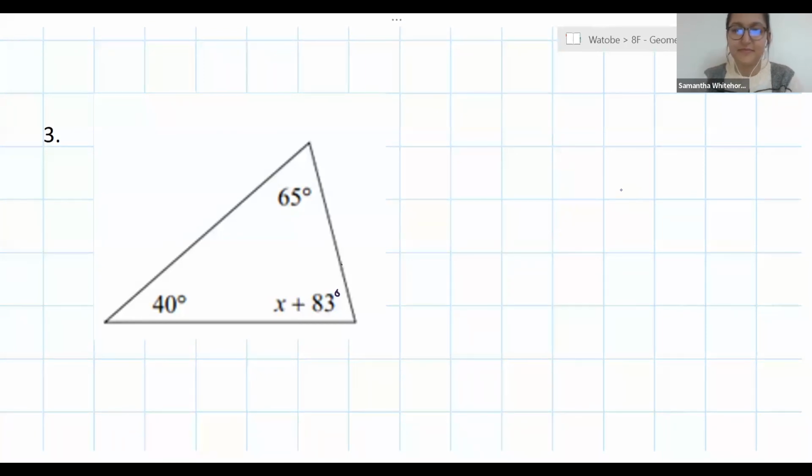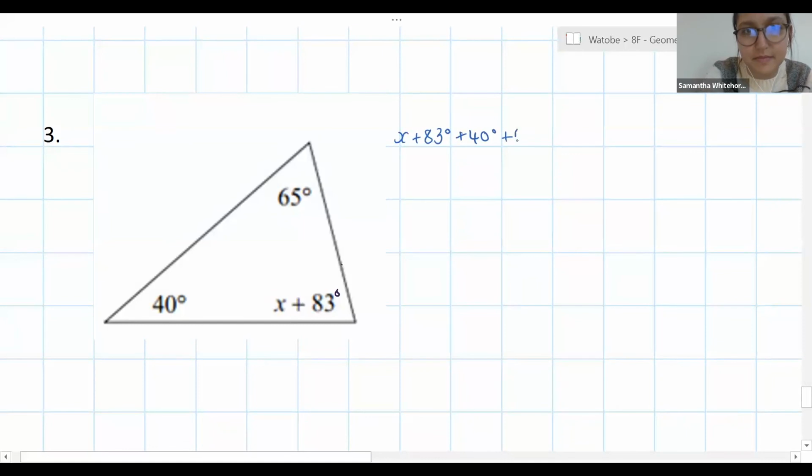Azandre, we haven't spoken to you today. So Azandre, can you please teach us this one? I said x plus 65 plus 40 plus 83 will give us 180 degrees. Then x will equal 180 degrees minus 40 minus 65 minus 83. Therefore, x will give us negative 8.